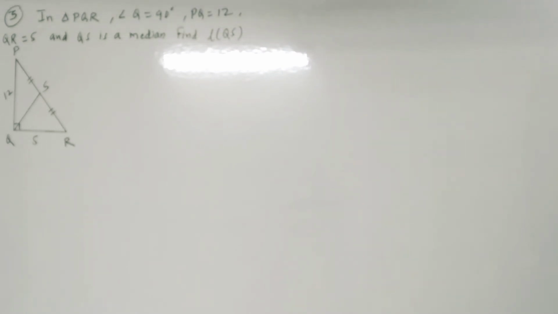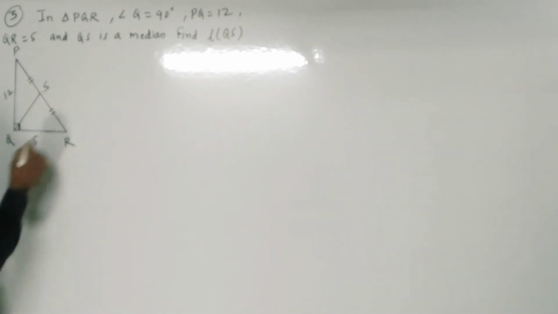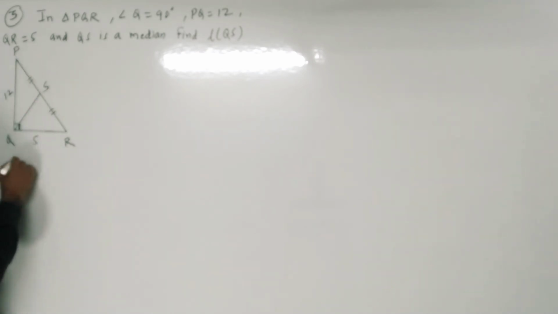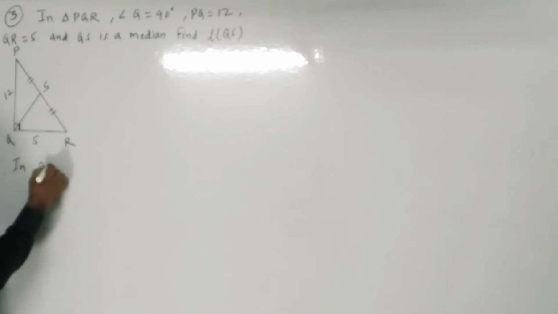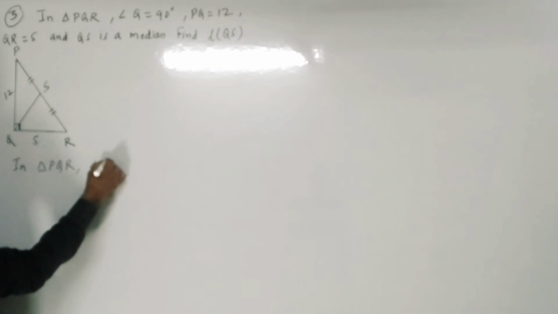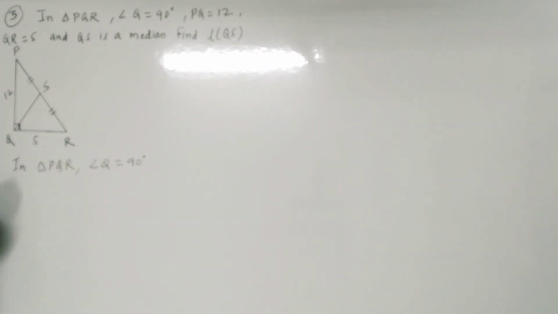Third example: in triangle PQR, angle Q is 90 degrees, PQ is equal to 12, QR is equal to 5, QS is the median. Find length QS. Therefore, in triangle PQR, angle Q is equal to 90 degrees, so it is a right angle triangle.